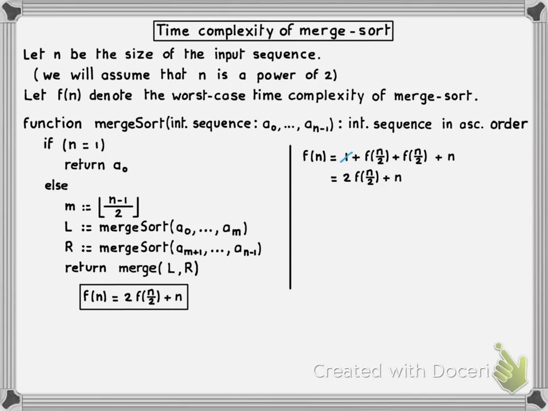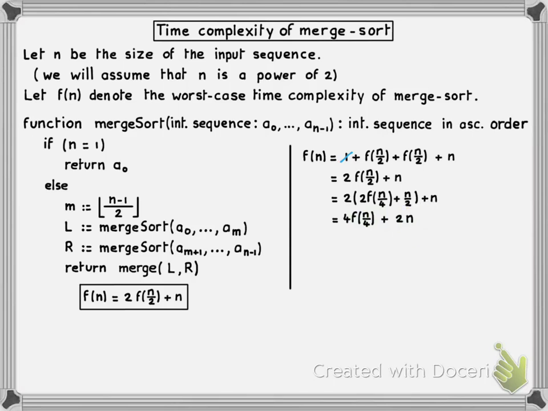by, so what is f of n over 2? It's whatever you get here by replacing n by n over 2. So we're going to get 2 times f of n over 4 plus n over 2. Let's perform the substitution right here. And then let's multiply out the 2, so we're going to get 4 times f of n over 4. And notice 2 times n over 2 is n, plus n is equal to 2n.